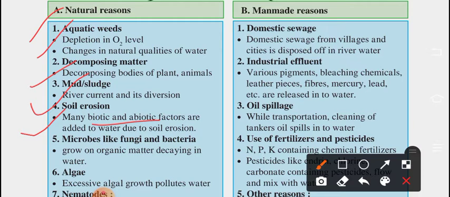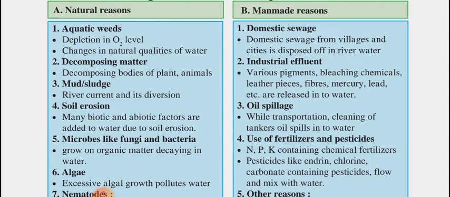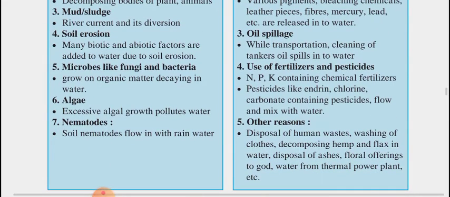Biotic and abiotic factors means whatever things are present naturally in the environment, likewise living and non-living. Okay? So these are the biotic and abiotic. They get added in the water due to soil erosion. Next is microbes like fungi and bacteria. They grow on organic matter decaying in water.